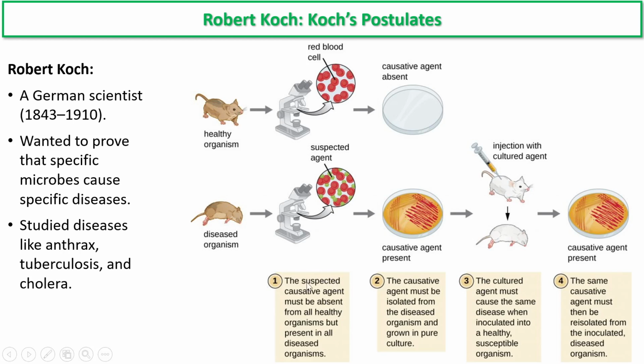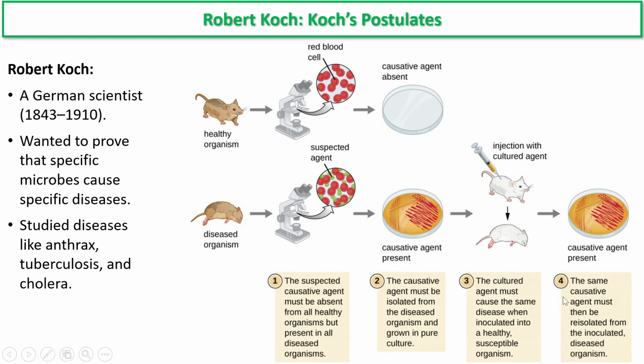So the first postulate was that the suspected causative organism should be absent from the healthy organism and it should be present in the diseased organism. The second postulate is that the causative agent must be isolated from the diseased organism and grown in pure culture. The third postulate is that the cultured agent must cause the same disease when inoculated into a healthy susceptible organism. When this cultured organism is inoculated into this, it should cause the same disease.